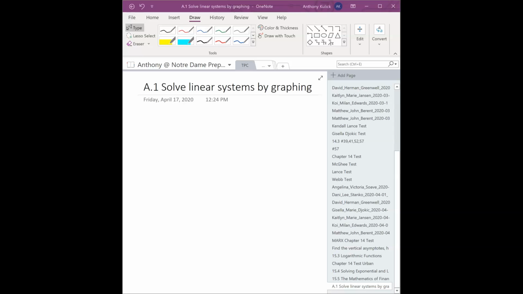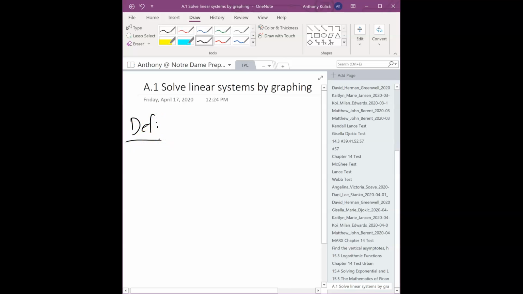Hi everyone. Today we're going to be talking about Supplement A, which is on systems of equations. The first topic we're going to talk about in Supplement A is solving linear systems by graphing. So we'll start with just some definitions.